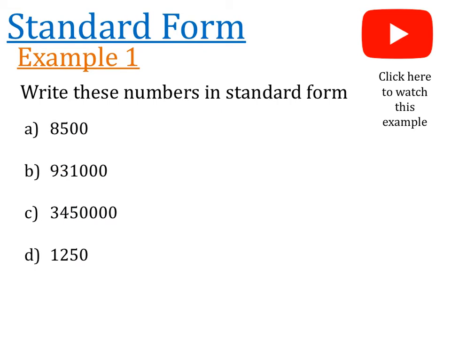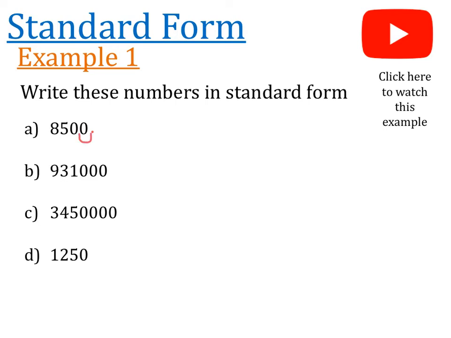All right, these next 4 questions are the exact same idea. They just have some extra numbers in them and a few less zeros. So the first one is 8,500. We have to look at 8,500. If that was money, it's 8,500 and no pennies. So I need to find out how many places the decimal has to move.